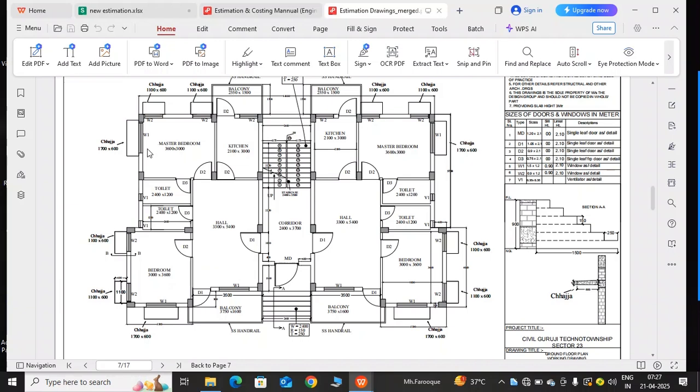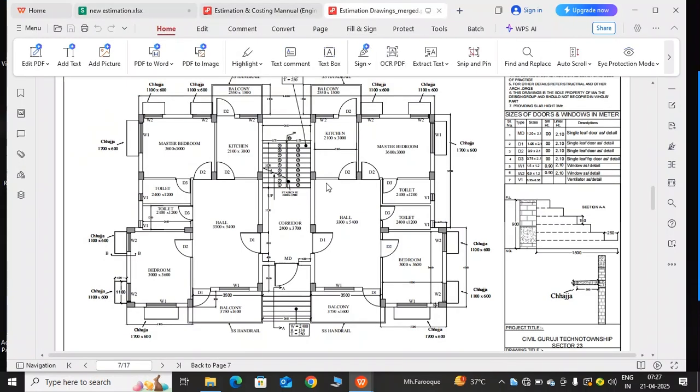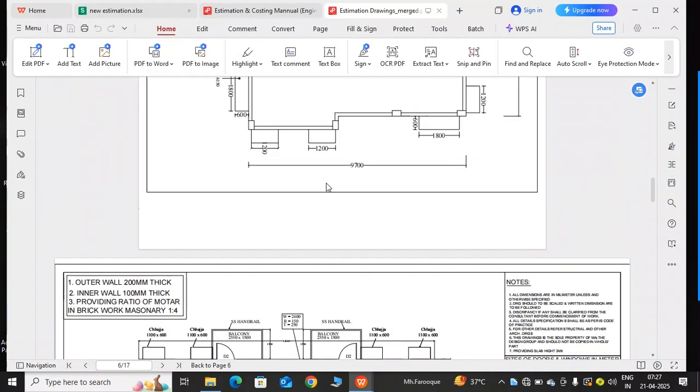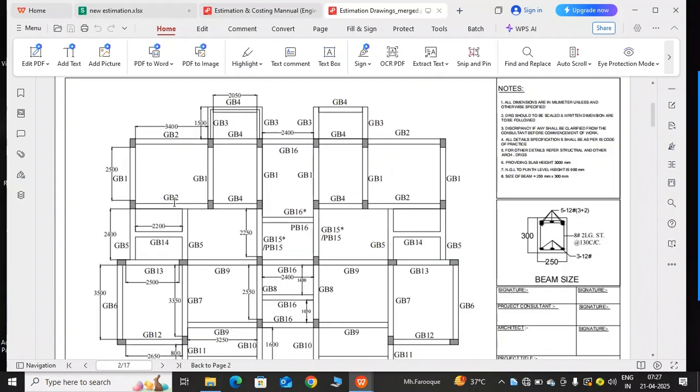So now I want to write it: 1, 2, 3 and 4. 4 for 200 mm wall. So just write here 4. And how many GB2 do we have? I'm coming to the previous plan. Look at this. We have here GB2: 1, 2, 3, 4. Total we have 4 GB2.